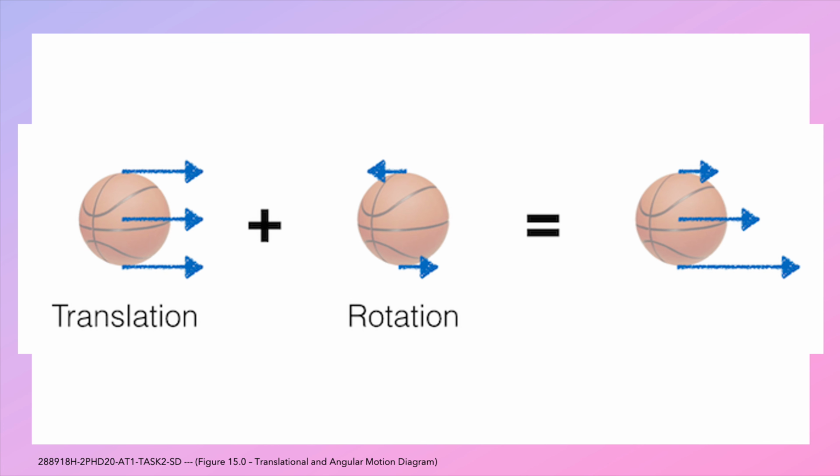Angular motion plays an important role in the mechanics of a free throw shot, as when a player releases the ball, it undergoes both translational motion and angular motion. Angular motion on the ball affects its trajectory and spin, which in turn can affect the accuracy and consistency of the shot.